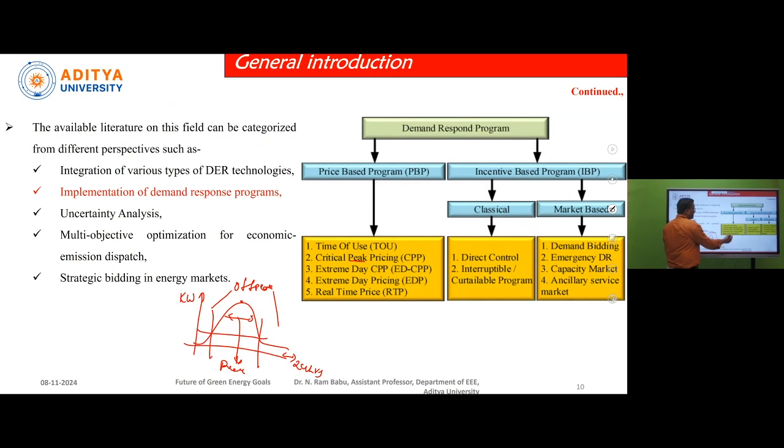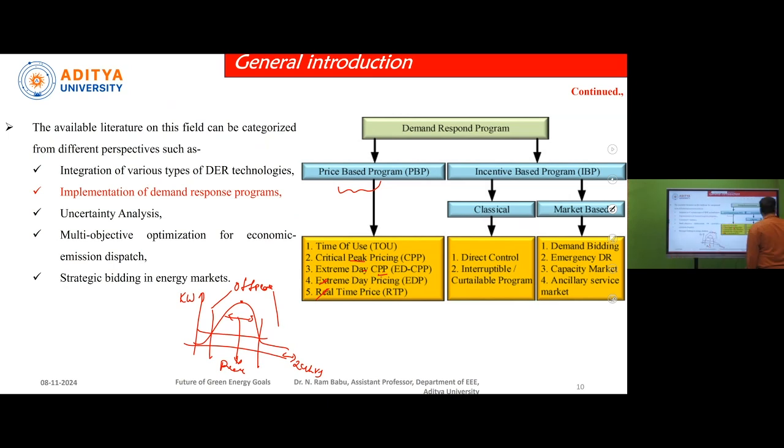And the next one is extreme day critical peak pricing. That means on a busy day, like during festivals, when everyone is at home and all the shopping complexes are very busy, the load curve will be known as extreme day critical peak pricing. The next one is extreme day pricing, which is also similar. And the next one is real time pricing. Based upon the real time data, we will be setting the pricing mechanism. These are the techniques under price based programs.